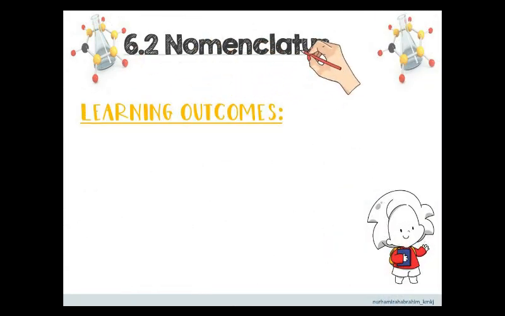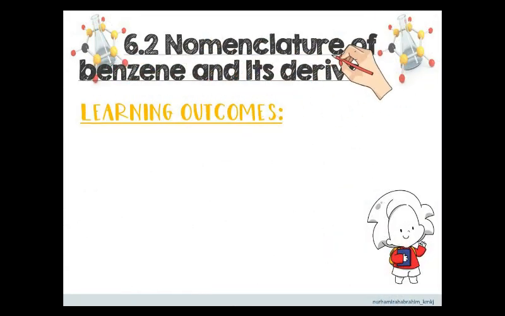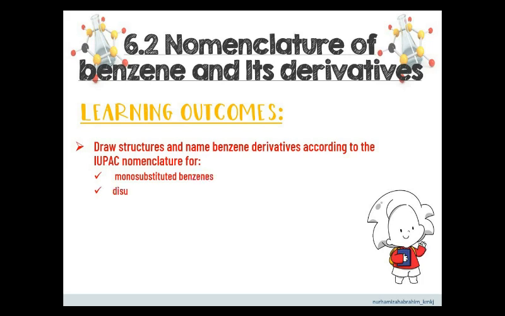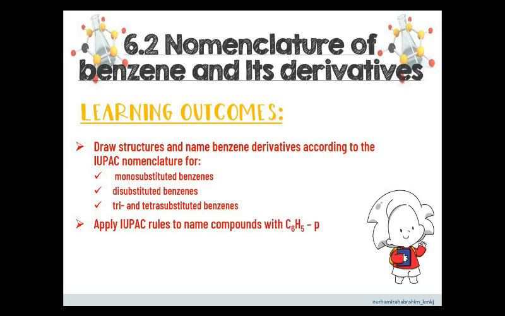The learning outcomes for 6.2, Nomenclature of Benzene and its derivatives, are: first, draw structures and name benzene derivatives according to the IUPAC nomenclature for monosubstituted benzenes, disubstituted benzenes, and tri- and tetrasubstituted benzenes. Secondly, apply IUPAC rules to name compounds with C6H5, phenyl, or C6H5CH2, benzyl, as substituents.